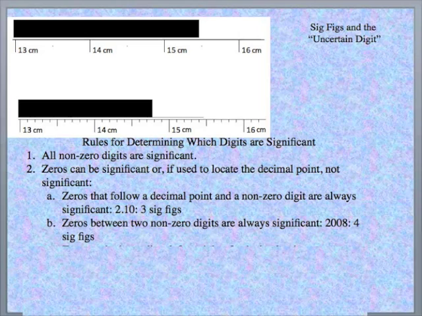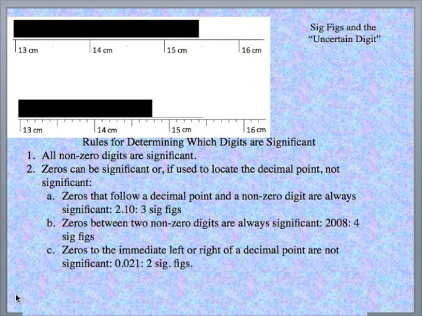2008, that's four significant figures. The zeros are significant. But zeros to the immediate left or right of a decimal point are not significant. 0.021 only has two significant figures, the 2 and the 1. The zeros are not significant.